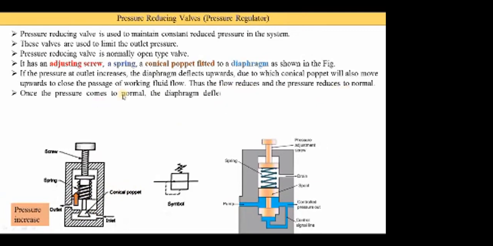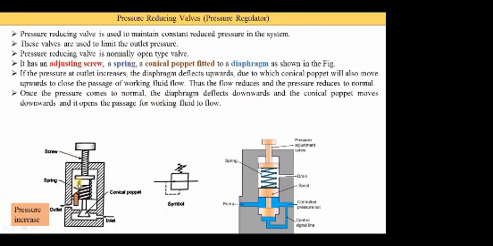Once the pressure comes to normal, the diaphragm deflects downwards. When the pressure is coming to normal, the diaphragm moves in the downward direction, and the conical poppet moves downwards, because when the diaphragm moves down, the conical poppet also moves down, and it opens the passage for the working fluid to flow. When the passage is open, more working fluid is supplied at the reduced pressure to the system.